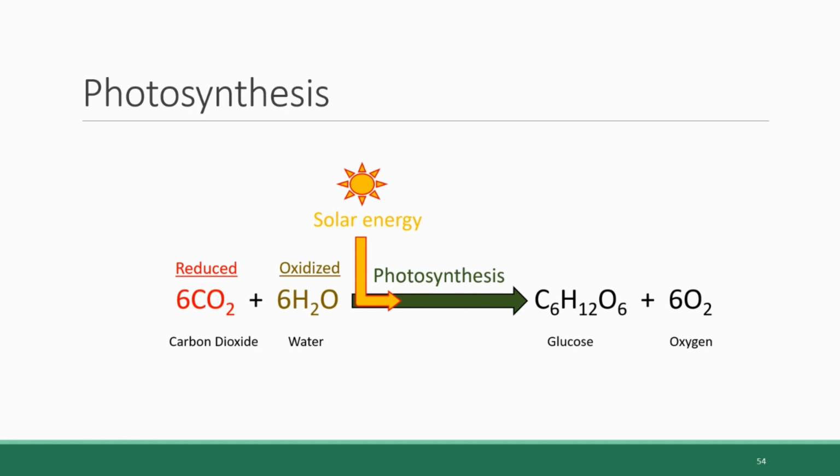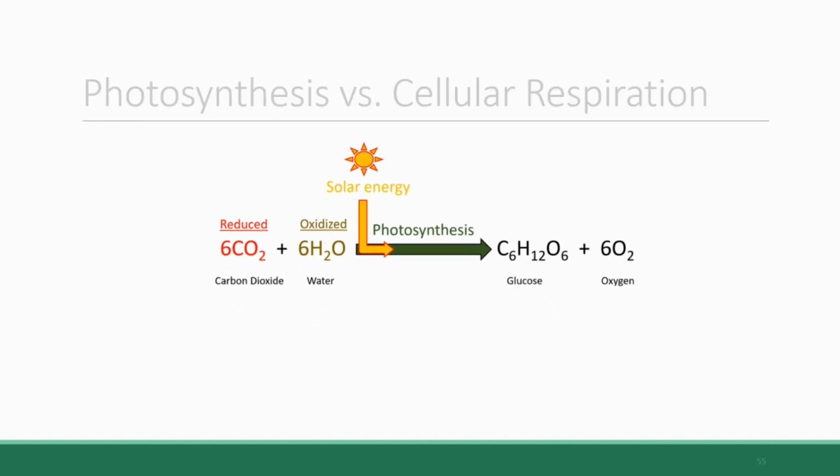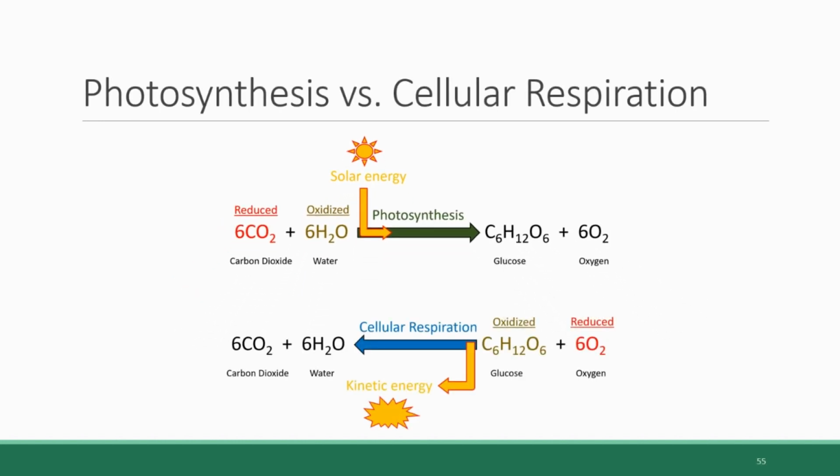But how can energy be extracted from that food? This is where the second metabolic process comes in, and this one is performed by both autotrophs to extract the energy from the food they create, as well as by heterotrophs to extract energy from the organic matter they consume when they eat other organisms. So, that second process is called cellular respiration.